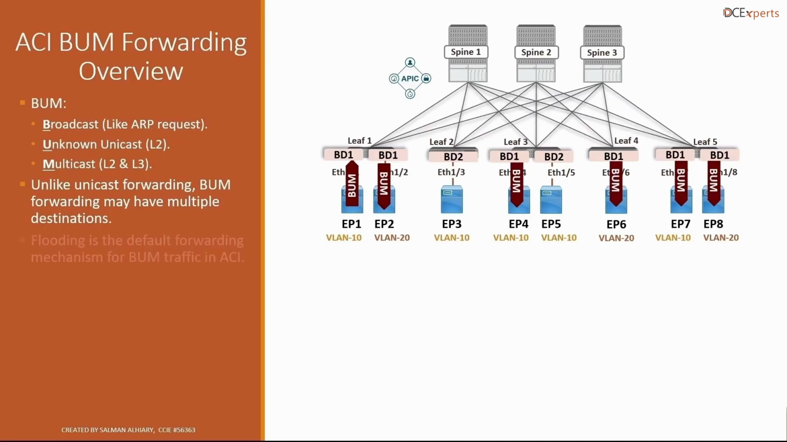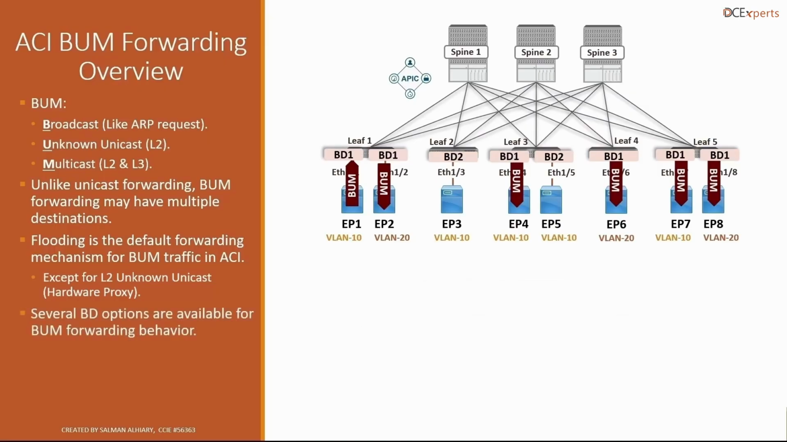Just like traditional networking, flooding is the main and the default forwarding mechanism for BUM traffic in ACI. The only exception here is the L2 unknown unicast forwarding, which defaults to a hardware proxy.